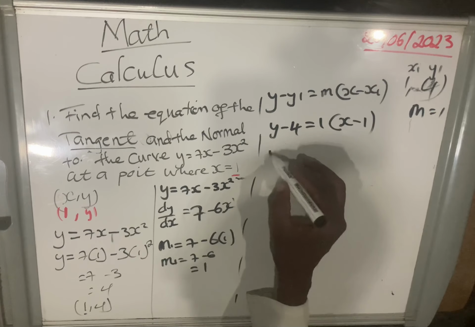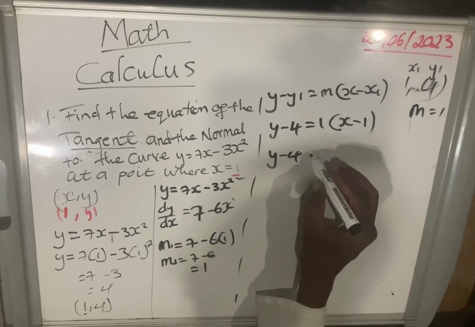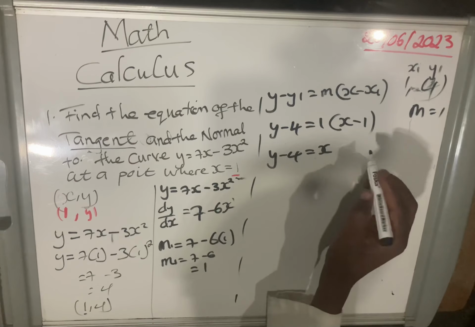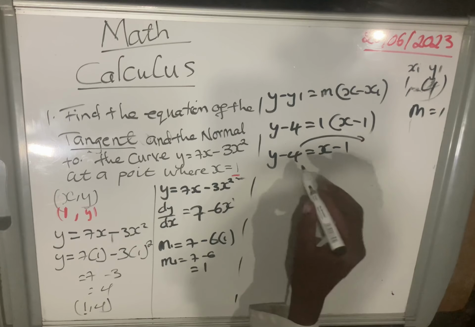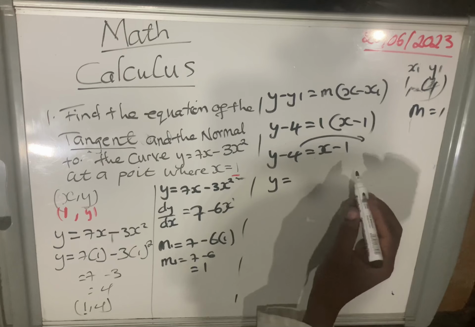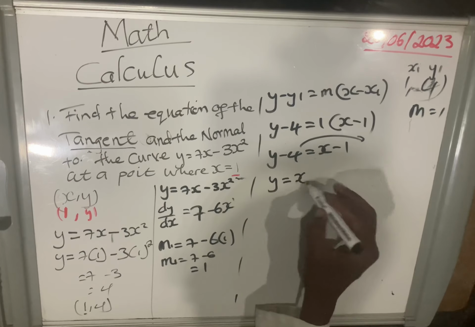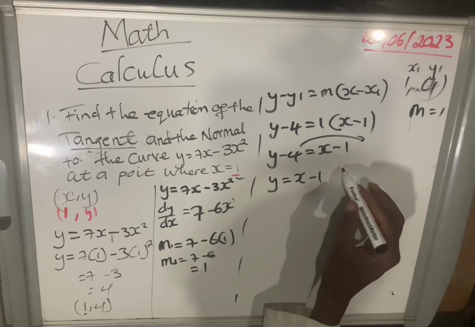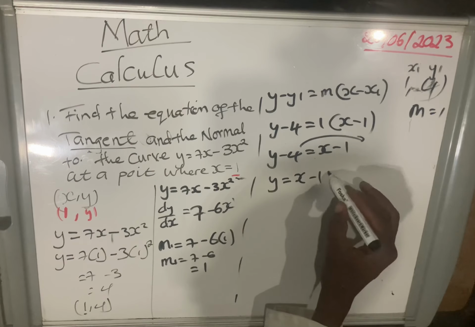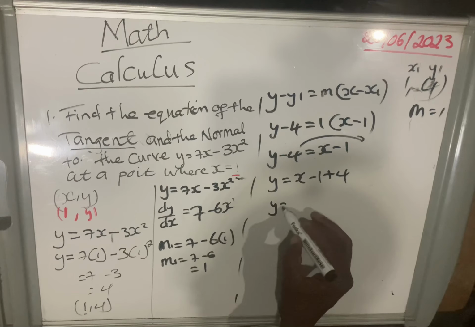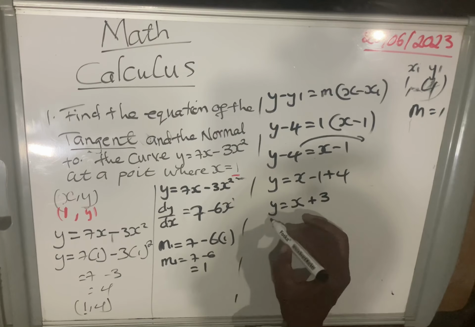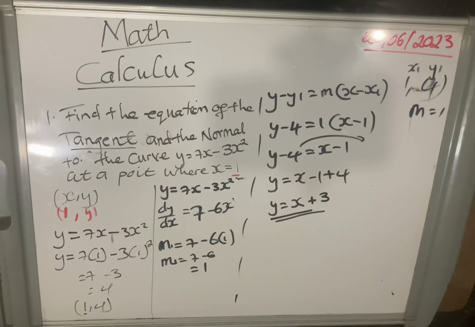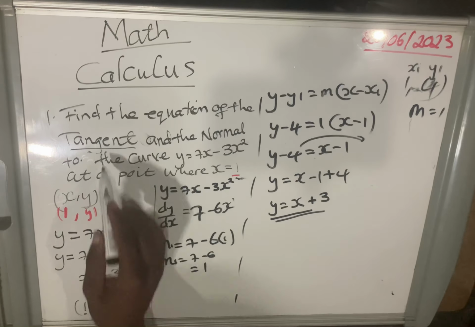So 1 times x, this one is coming the way it is, so y minus 4 equals 1 times x, giving us x, 1 times negative 1, giving us negative 1. Collect like terms, this one is going there. So we have y equals x minus 1. When 4 goes there, the sign becomes the reverse, so we'll have positive 4. Therefore, y equals x, and then negative 1 plus 4 is giving us positive 3. So this is the equation of the tangent. That's the first part of the question. We are done with the equation of the tangent.